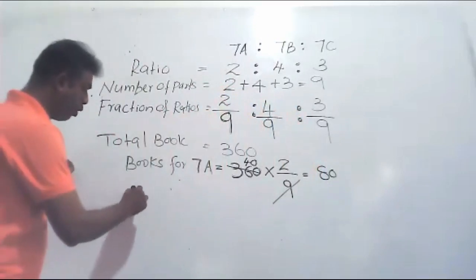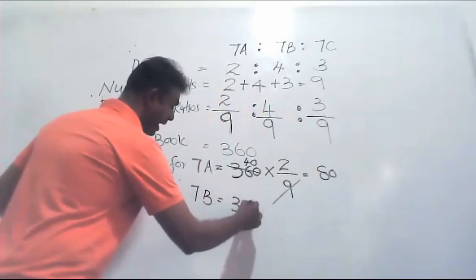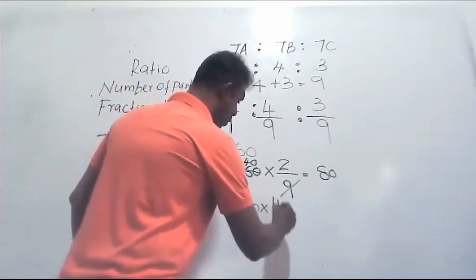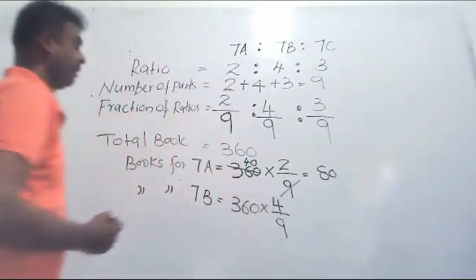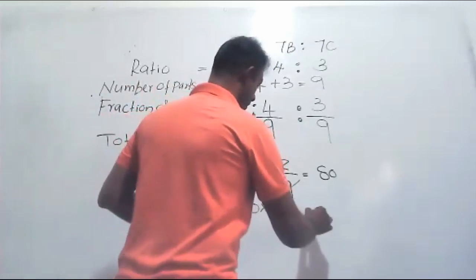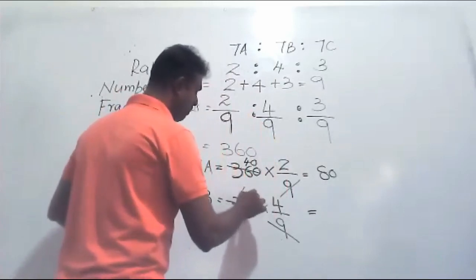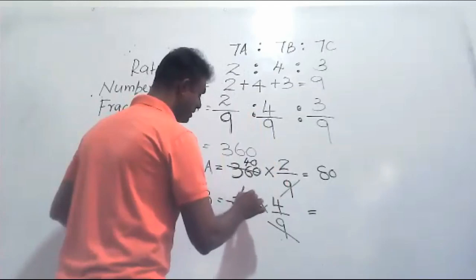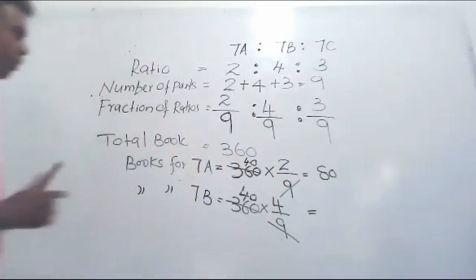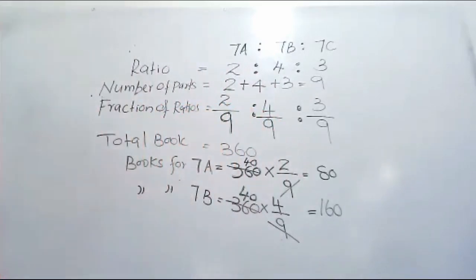Next, books for 7B. The total is 360 books, and the fraction of ratio is 4 upon 9. 4 out of 9 parts of the books go to 7B. Since we divided once, there is nothing to struggle with: 360 divided by 9 is 40. It is a constant. It does not change. 40 into 4 is 160. For grade B, 160 books are issued.